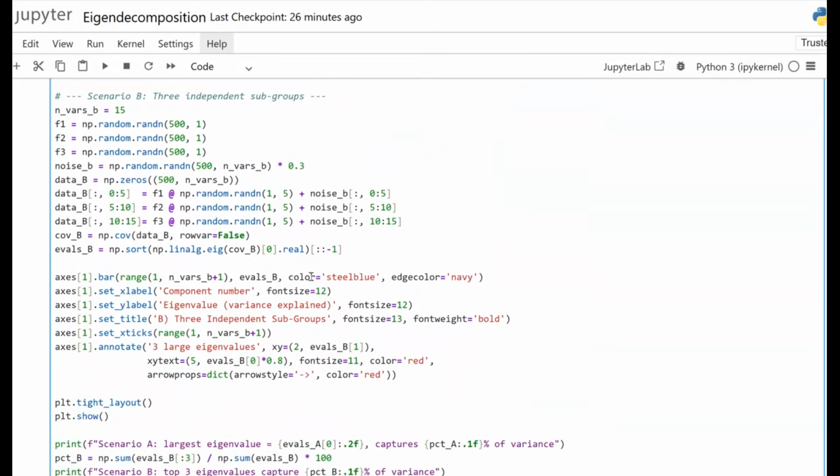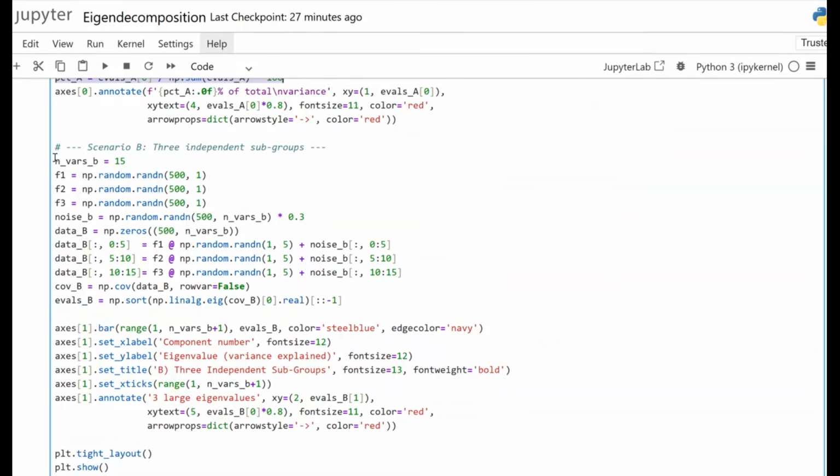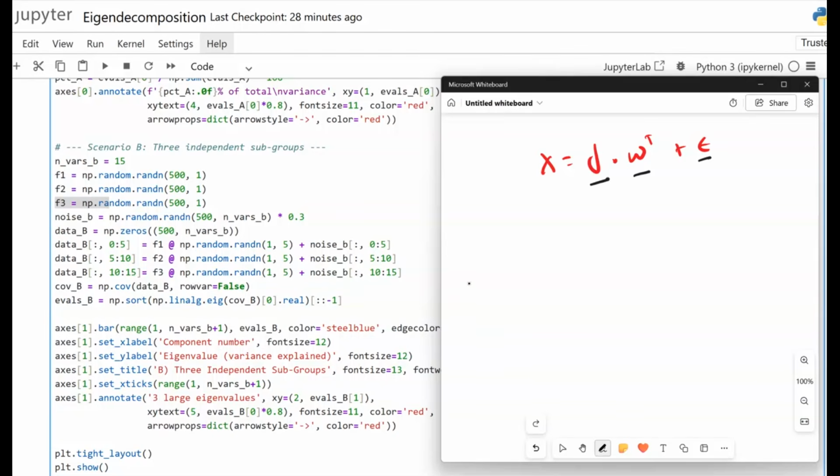And here we go for scenario B, kindly see here, this is the data generation. This creates a block structure: variables 1 to 5 depend on factor F1, variables 6 to 10 depend on factor F2, and variables 11 to 15 depend on factor F3. So mathematically it is specified as X = F1 W1ᵀ + F2 W2ᵀ + F3 W3ᵀ + ε.